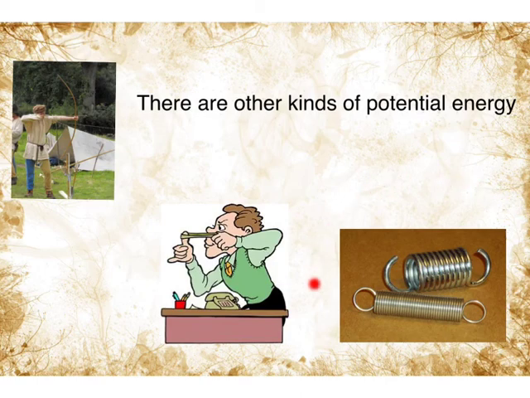There's also energy in springs. You can give them potential energy by stretching them, and then they have potential energy to go back to their original position and do work. Some of them get potential energy by compressing them, and then they have the energy to spring back to their original position to do work. So there are other kinds of potential energy, but we're going to mainly concentrate on gravitational potential energy.